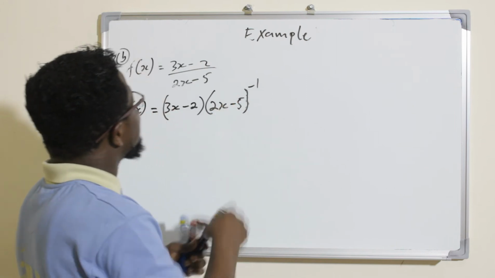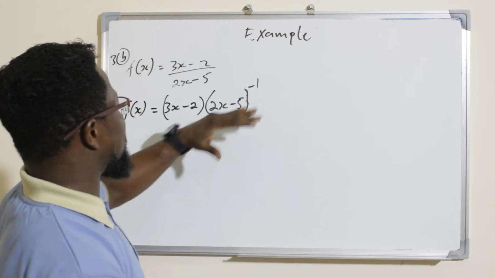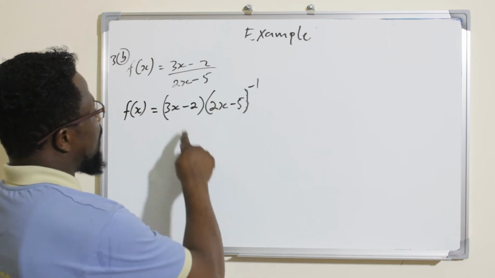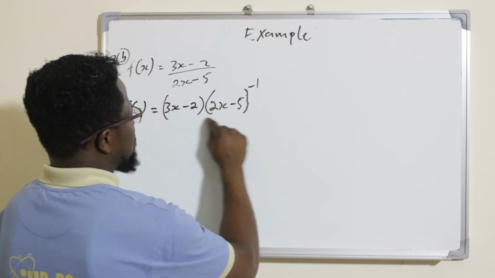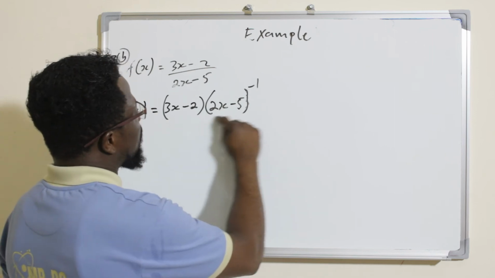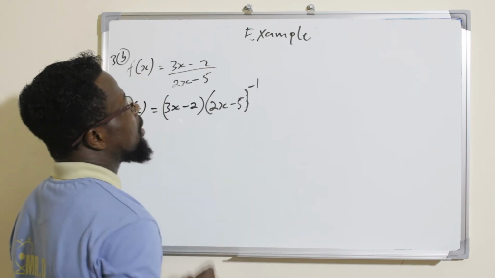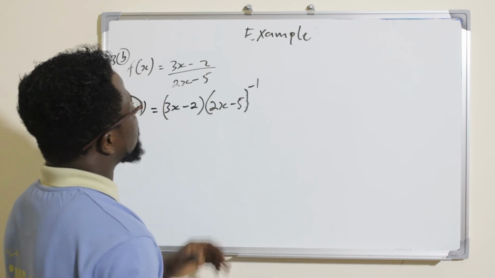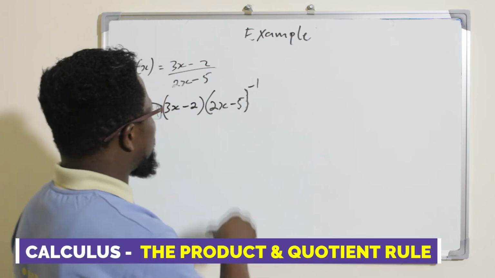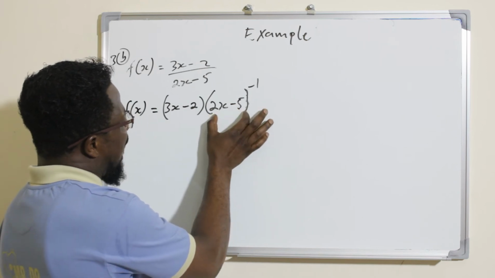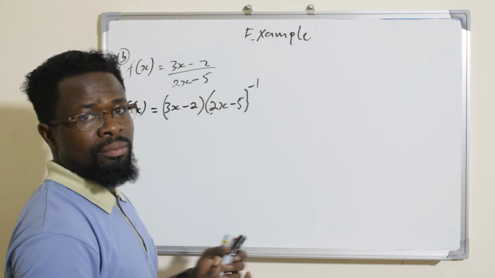So I can write this function as this. So this is the same as this. Once I can see from this point, I can apply the product rule to this. Apart from the product rule, when I look at this last one, I can also look at it as a chain rule, because there's an inner function and an outer function.